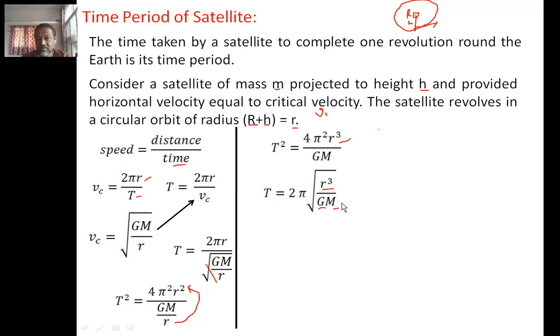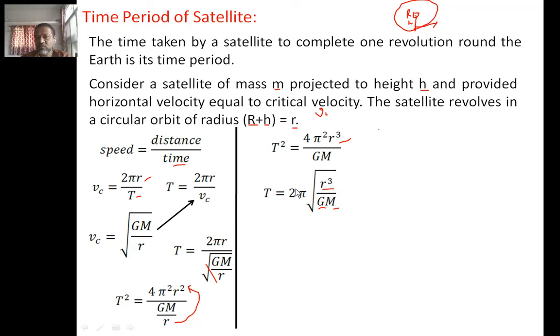And you can see that the time period does not depend on the mass of the satellite. Time period does not depend upon the mass of the satellite. That's a very important conclusion from this equation. Further, this is one formula. Many other substitutions can be done with the same formula. As you know, in physics you have to convert one formula into another formula by physics rules.